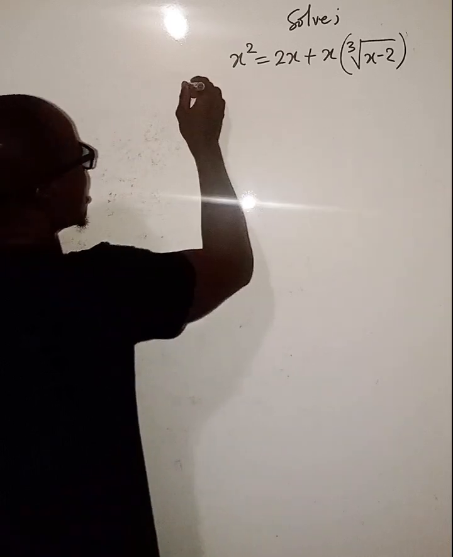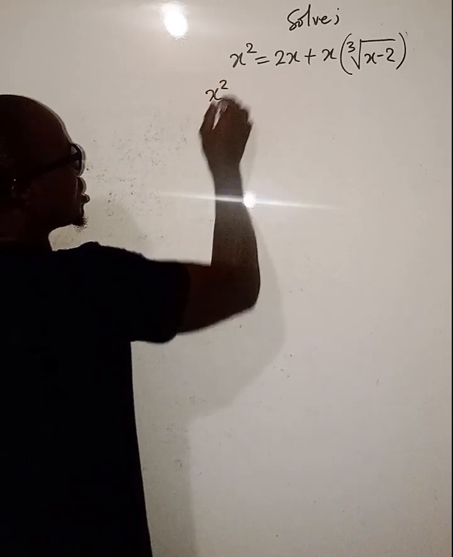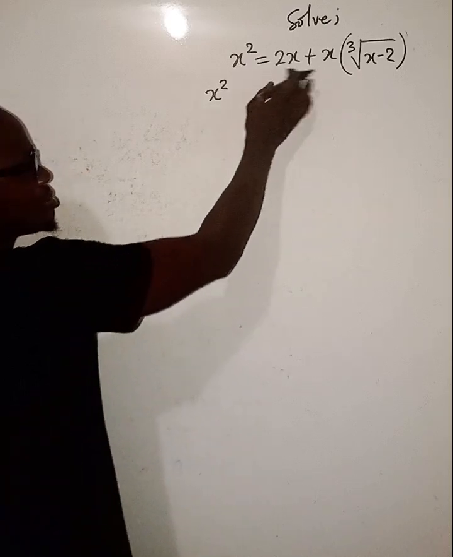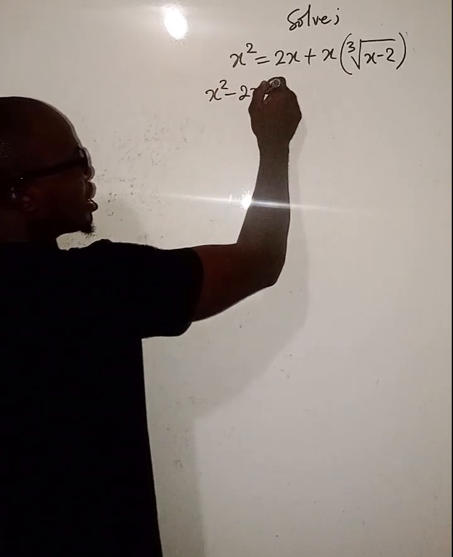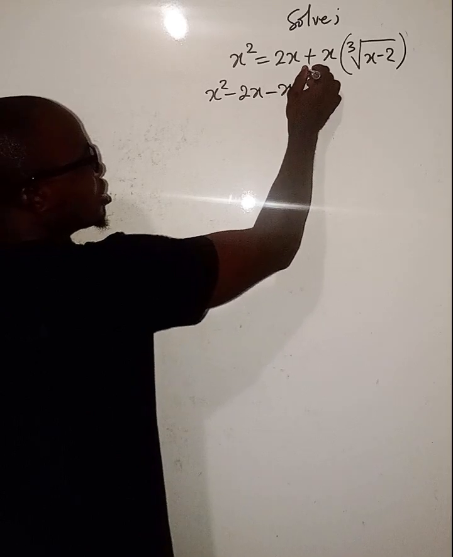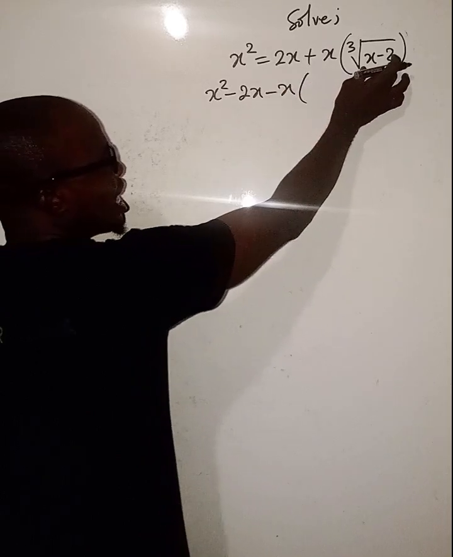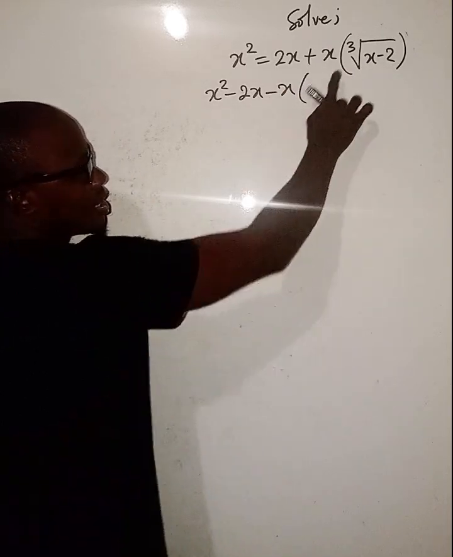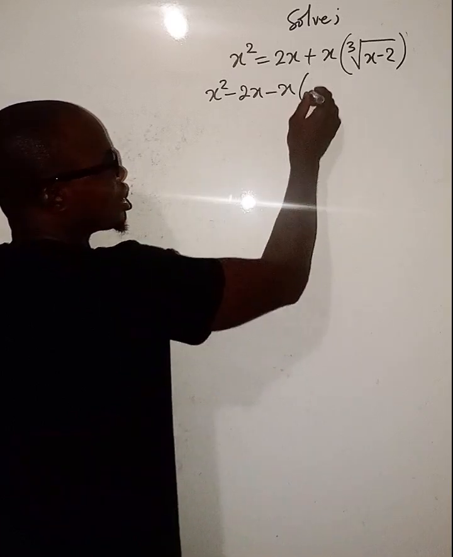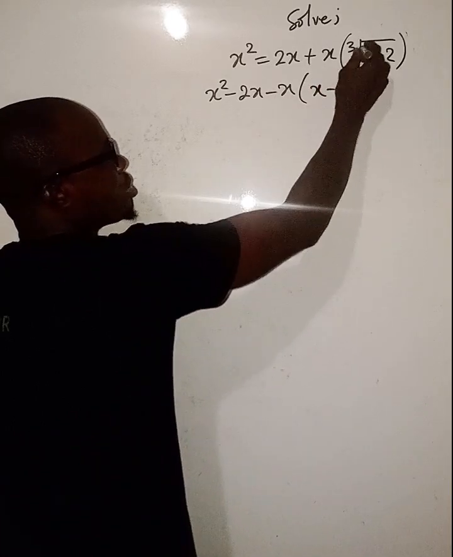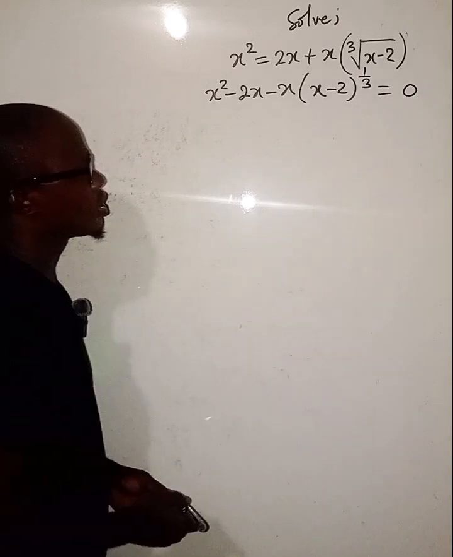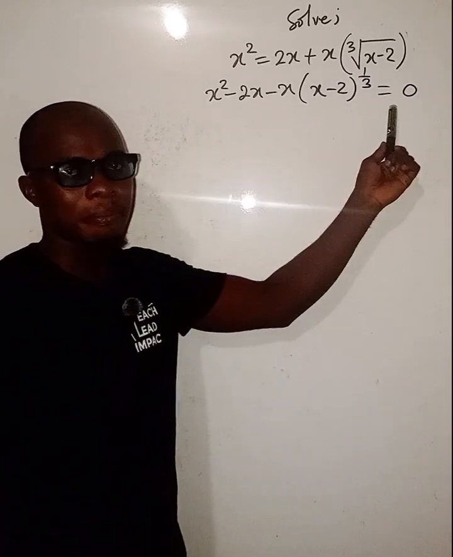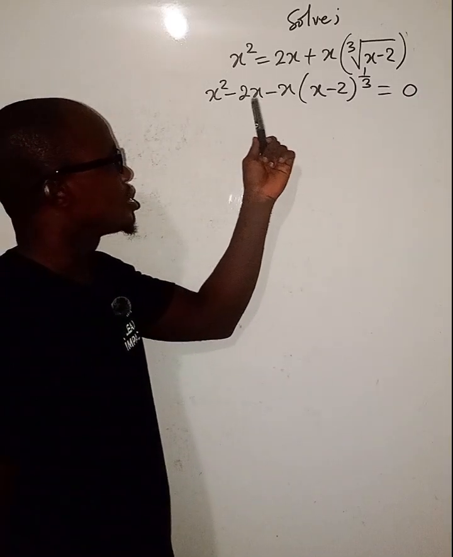Now what we need to do here is that we have x squared. I would like to take my time, take everything to this side. We have 2x, then minus x into bracket. So I would like to rewrite this cube root as x minus 2 to the power of 1 over 3, then equals 0.